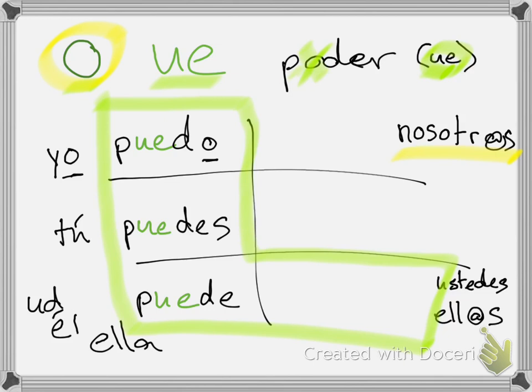Coming over here to ustedes, it means that we're going to say pueden. Ellos pueden llegar a clase a tiempo. You can come to class on time. You know who I'm talking to.